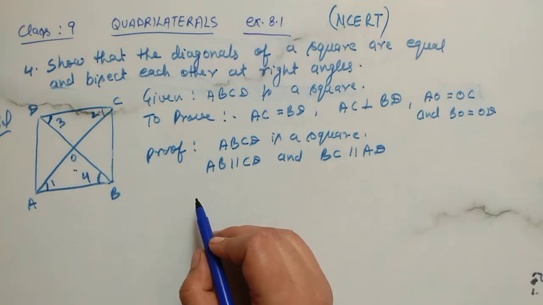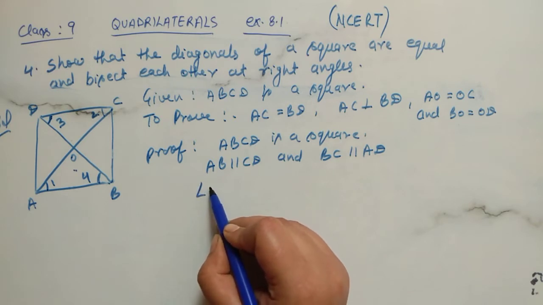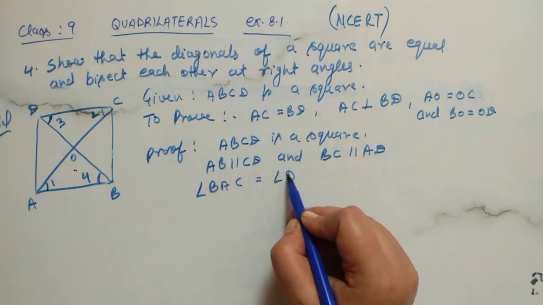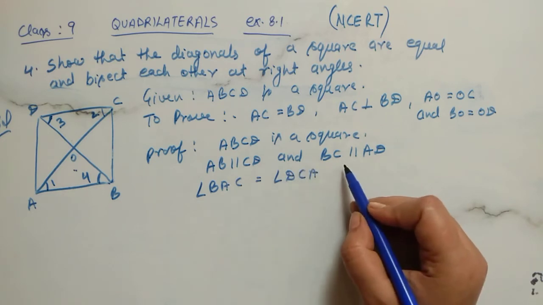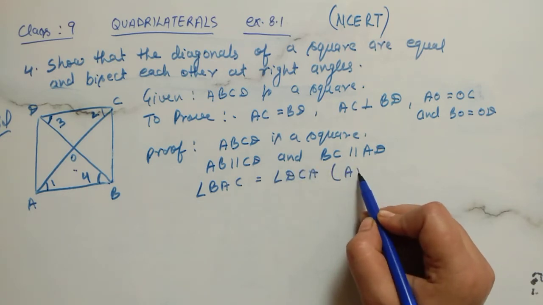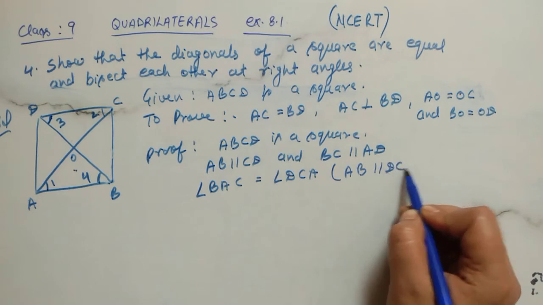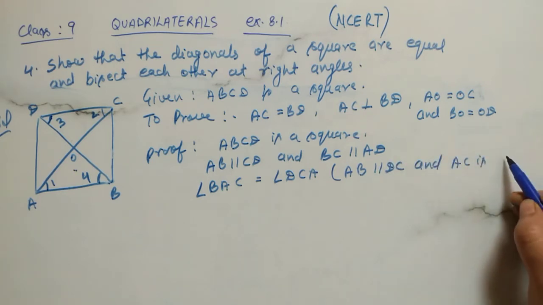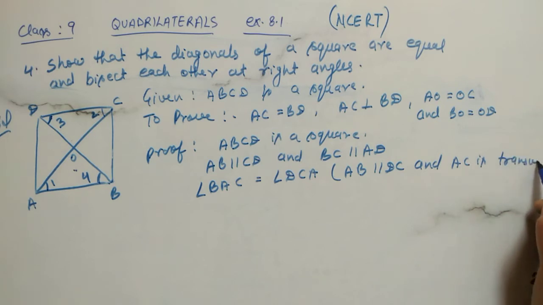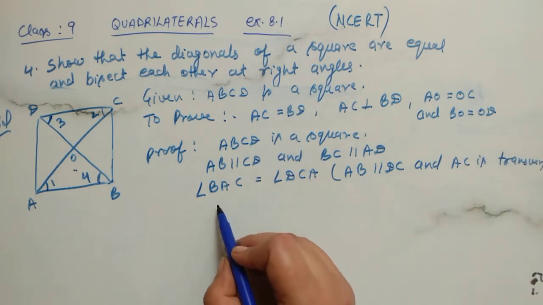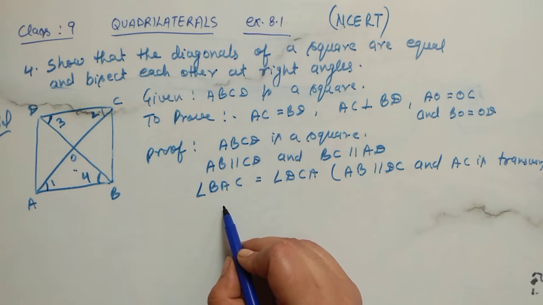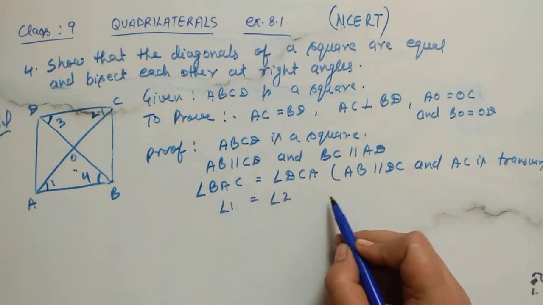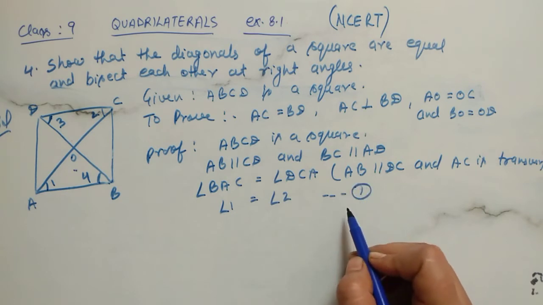Just have a look here. Angle BAC is equal to angle DCA. And the reason is AB is parallel to DC and AC is the transversal. So alternate interior angles are equal. BAC we have named angle 1, and this is angle 2. So this is our first equation.